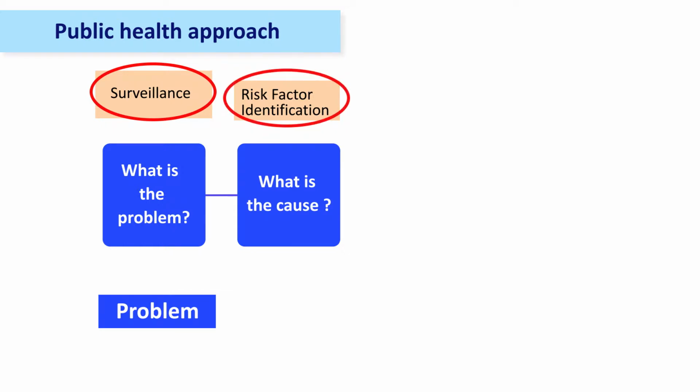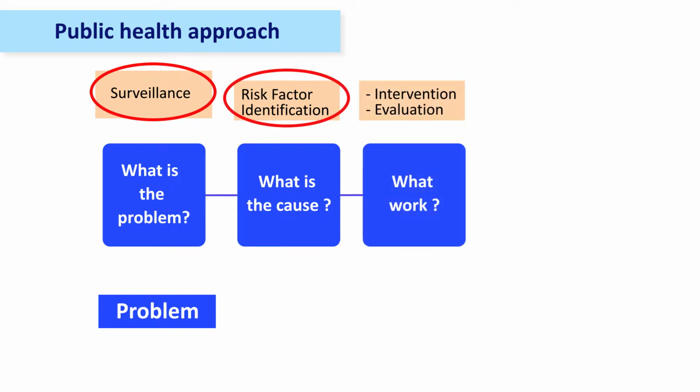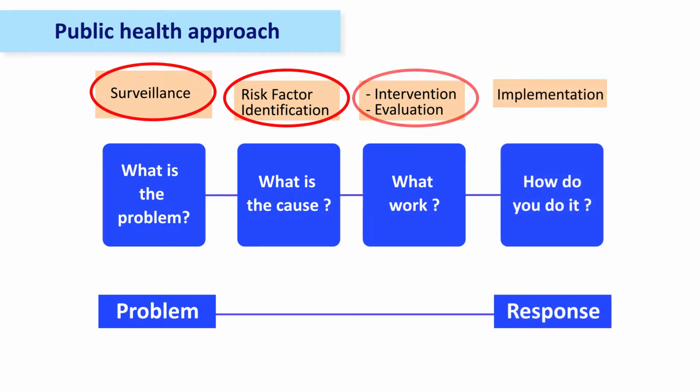Then the risk factors related to the problem have to be identified. Then the ways to intervene in this problem, such as a specific program, must be reviewed and used or tested. And finally, evaluate the outcome. And the last step is to implement the program that we have already evaluated on a big scale. This is covered by the previous lecture.